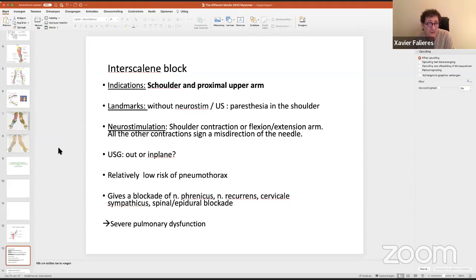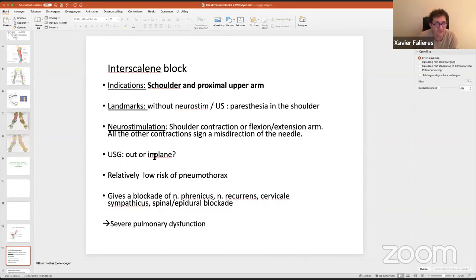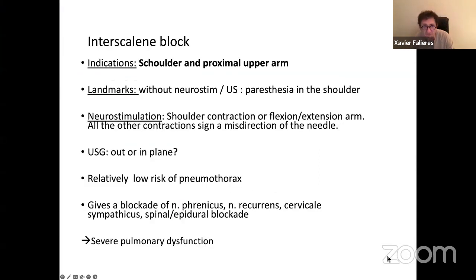So the interscalene block is very indicated for shoulder and proximal upper arm. Very good block. Landmarks without neurostimulator, we can see how we can give it, and ultrasound guided. When you give it with landmarks, you will look for paresthesia, a shock in the shoulder, or with neurostimulation, shoulder contraction. All other signs in neurostimulation are not good. With ultrasound, out of plane is the best block you can give. I will explain you why.